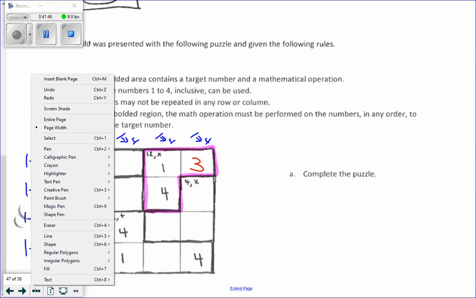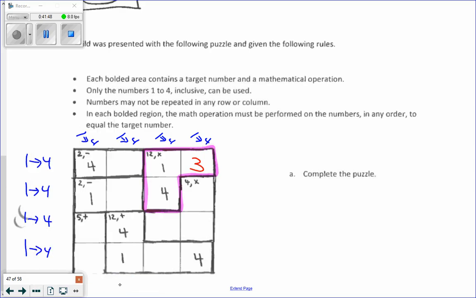Let's look at this one. So see this little box right here is like an L-shaped box. So the target number is 12 again. And this time you're going to add all the numbers. So 4 plus 1 plus 4 plus what would give 12? I think it's 3.